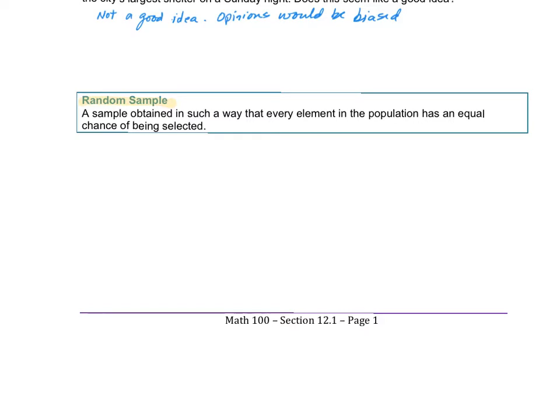So maybe a better idea would be to conduct surveys both in shelters and outside of shelters, in different neighborhoods, not just the city's largest shelter. So different neighborhoods of the city, on different days and also at different times. So at least you give everybody in the population a chance to be selected. And that's really what we're concerned with. We're concerned with a random sample.